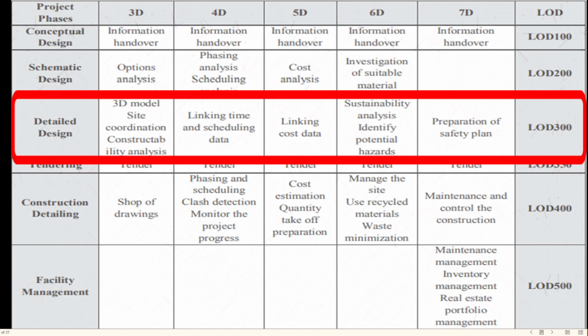At the project phase of detailed design, 3D BIM dimensions focus on 3D model site coordination, constructability analysis. 4D BIM dimensions focus on linking time and scheduling data. 5D BIM dimensions focus on linking cost data. 6D BIM dimensions focus on sustainability analysis, identify potential hazards. 7D BIM dimensions focus on preparation of safety plan, and the level of development is under LOD 300.